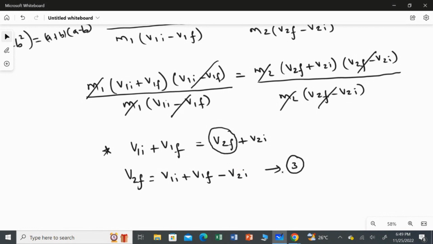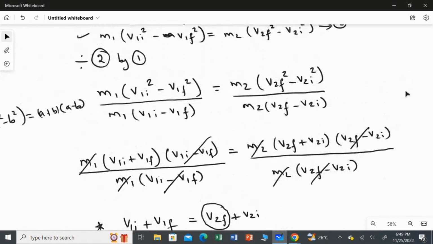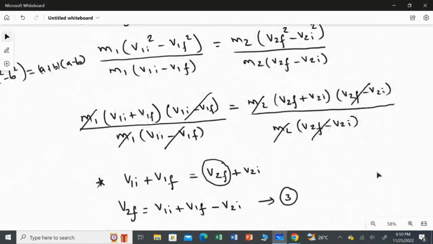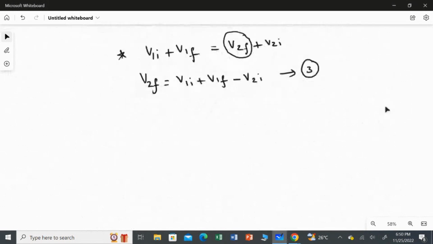Understand? Now what I'm going to do, I'm going to make a simple substitution. I'm going to substitute the third equation in equation 1. So what is our equation 1? Actually, equation 1 is here, right? So I'm going to take that equation and substitute that value here. Better, I will write equation 1 again here, so that will be easy for our calculation, right?